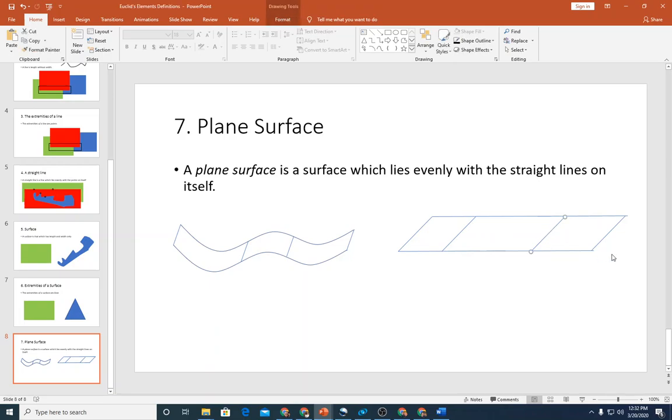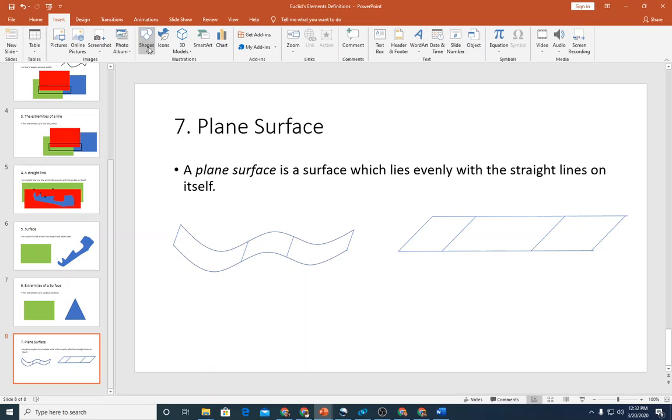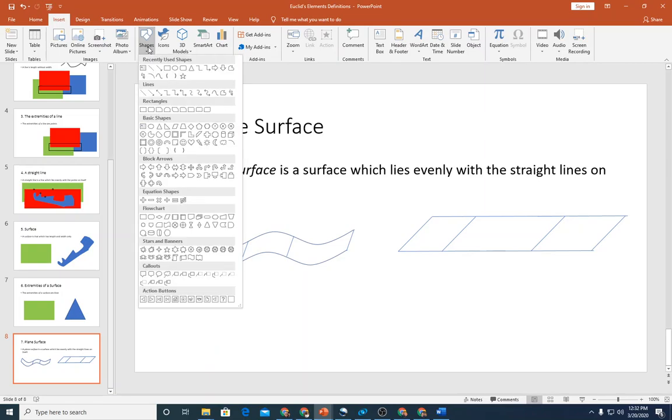And I know what you're probably thinking right now. You're thinking, what is the difference between a plane surface and a flat surface? And the answer is nothing really. For our purposes, there's really not much of a difference. Euclid just wanted to use the term plane surface, so we're stuck with it. But the fact of the matter is there really isn't a difference.